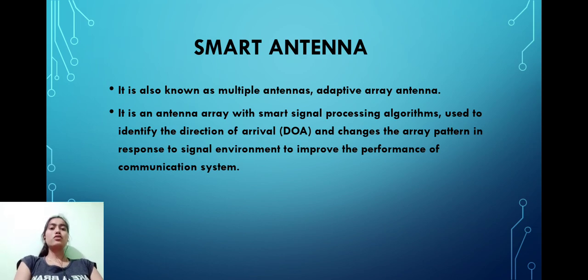Smart antenna. It is also known as multiple antennas because a number of antennas are connected in the form of an array. It is also called an adaptive array antenna. It is an antenna array with smart signal processing algorithms used to identify the direction of arrival and change the array pattern in response to the signal environment so as to improve the performance of the communication system. The digital signal processor will determine the direction of arrival of the signal and will steer the radiation pattern in the direction of the desired user and will place a null in the direction of the interferer.